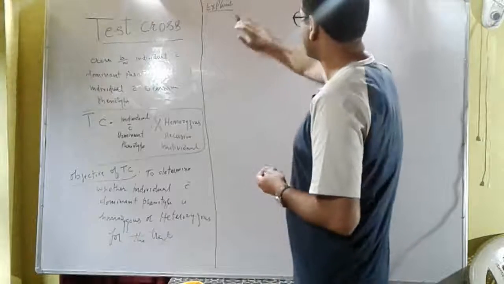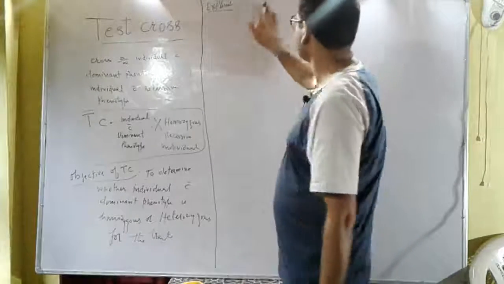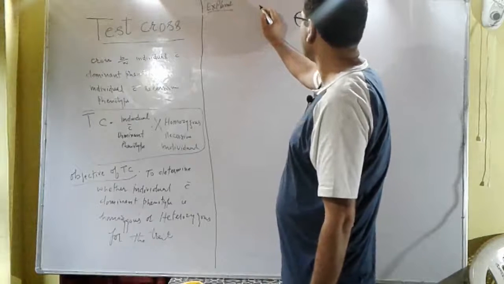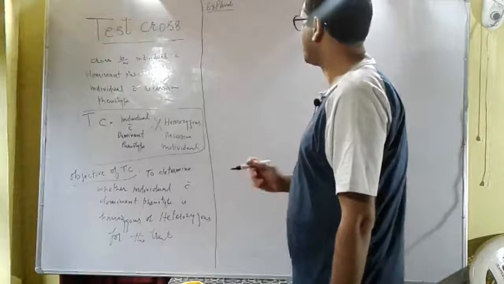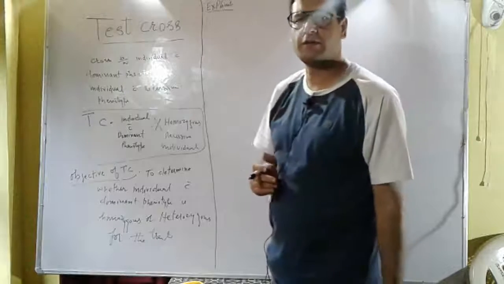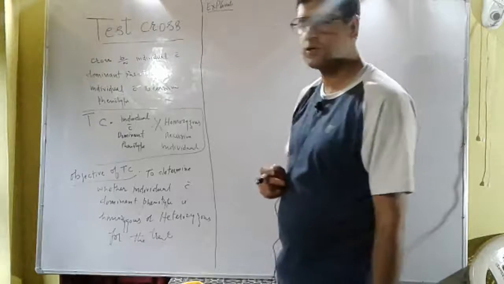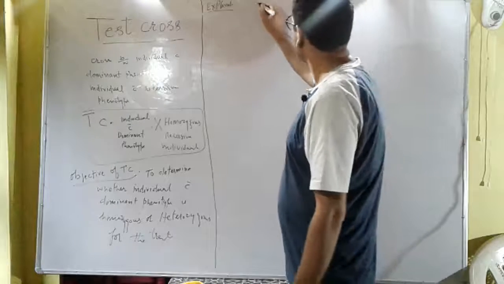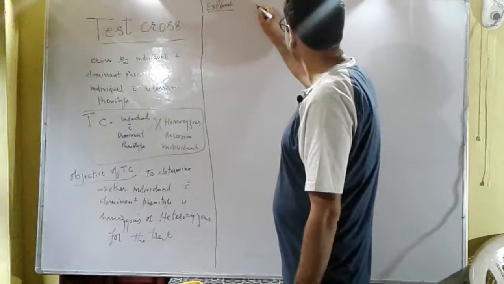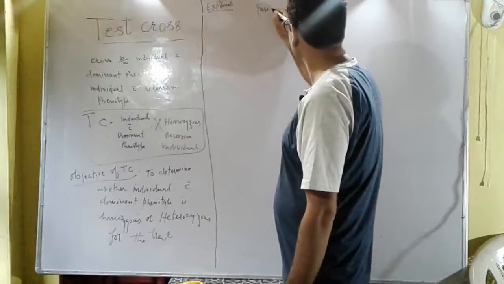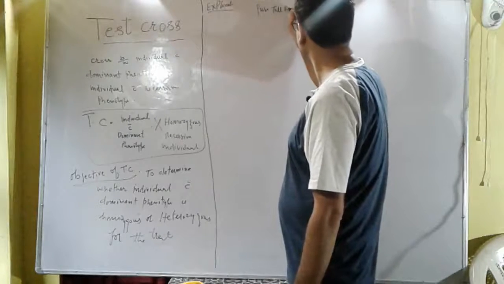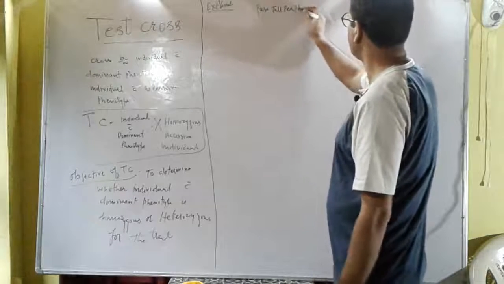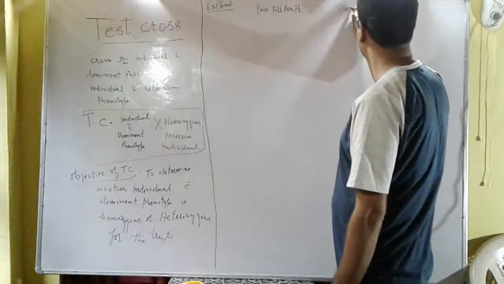So I will explain it like this. Mendel devised a cross which he used to determine whether the individual with dominant phenotype is homozygous or heterozygous. We know that Mendel crossed a pure tall pea plant with a dwarf pea plant.